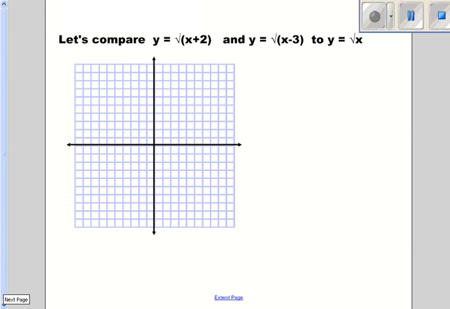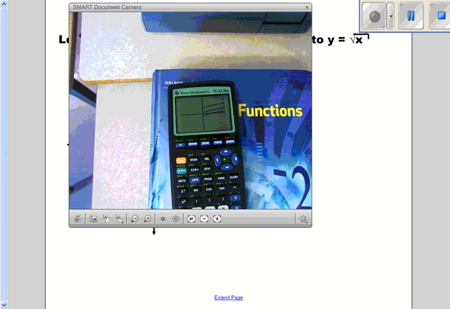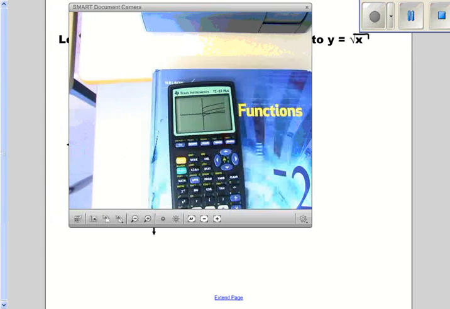And again, I'd like you to be careful how you write this. This square root sign should extend all the way over. I wrote it in brackets so that what you're saying is you're taking the square root of all of x plus 2, the square root of all of x minus 3, and comparing that to the square root of x, which we already know what that looks like. So I already have the square root of x as my first function, so I'm going to change the second two.